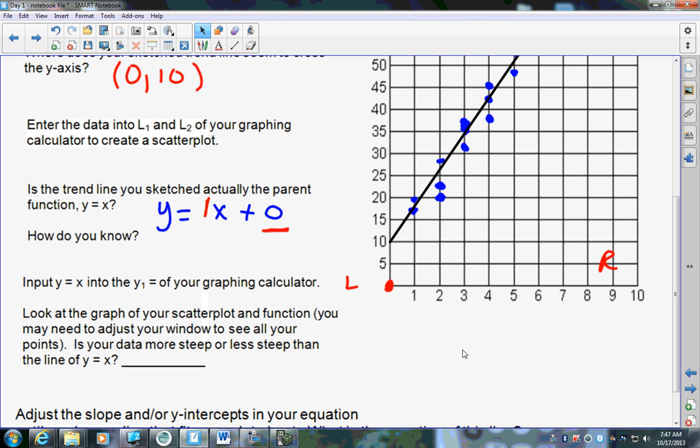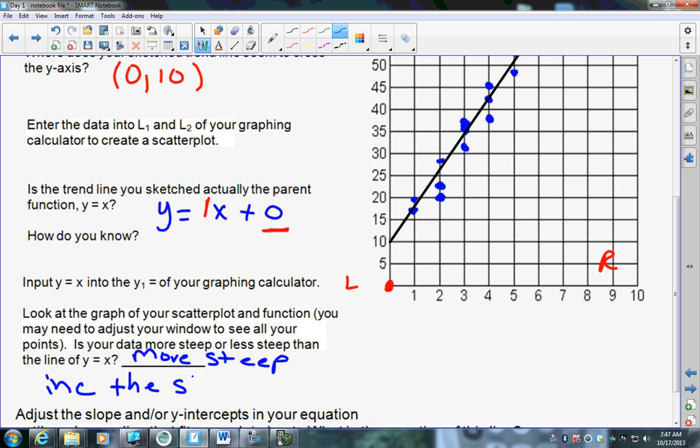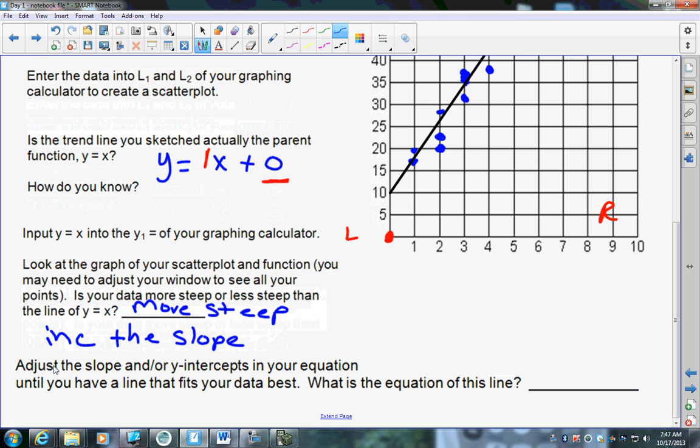So let's see what were the questions they had over here for us. One of the questions says, look at the graph of your scatter plot and function. You may need to adjust your window to see all the points. Is your data more steep or less steep than the linear parent function? It was more steep. We had to increase the slope. Adjust the slope and/or y-intercepts in your equation until you have a line that fits your data the best.